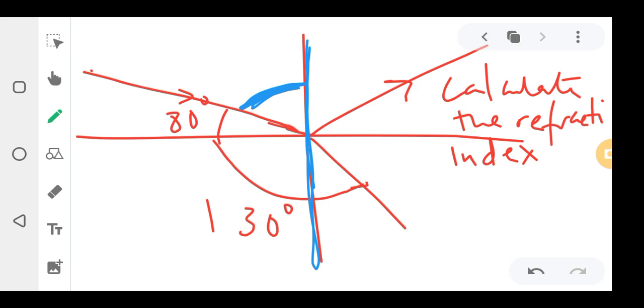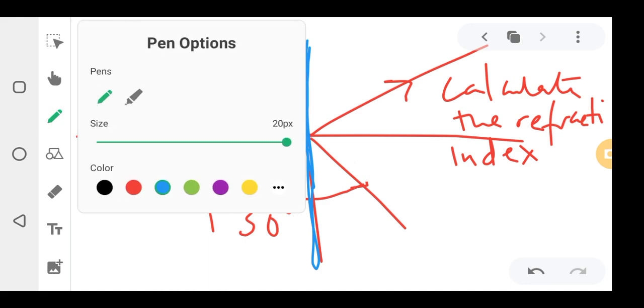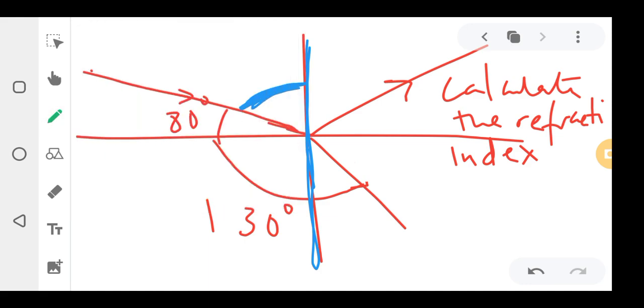So what do you pick? There it's going to be 90 minus 80, which is 10. So here it's 10 degrees. So this 10 plus this 80 make 90. And then even here the angle we pick is this one. So these are the two angles we pick, this one and this one.